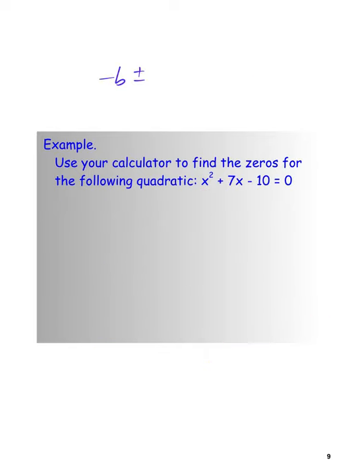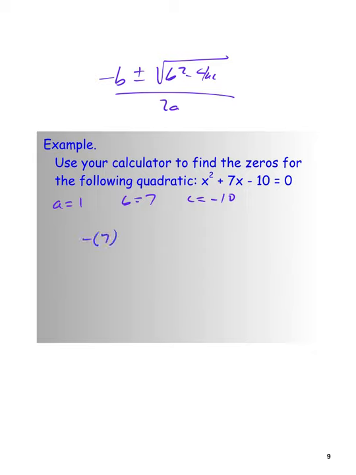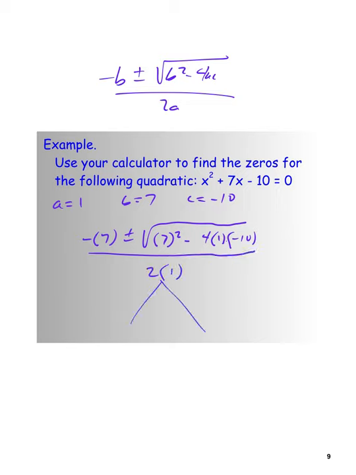Again, I'll just write the quadratic formula up here. In this case, we have an a that's equal to 1, a b that's equal to 7, and a c that's equal to negative 10. So our negative b here would be a negative 7 plus or minus the square root of b squared, which is 7 squared, minus 4, a is 1, and c is negative 10, all over 2 times 1. So again, we've got two potentials here.